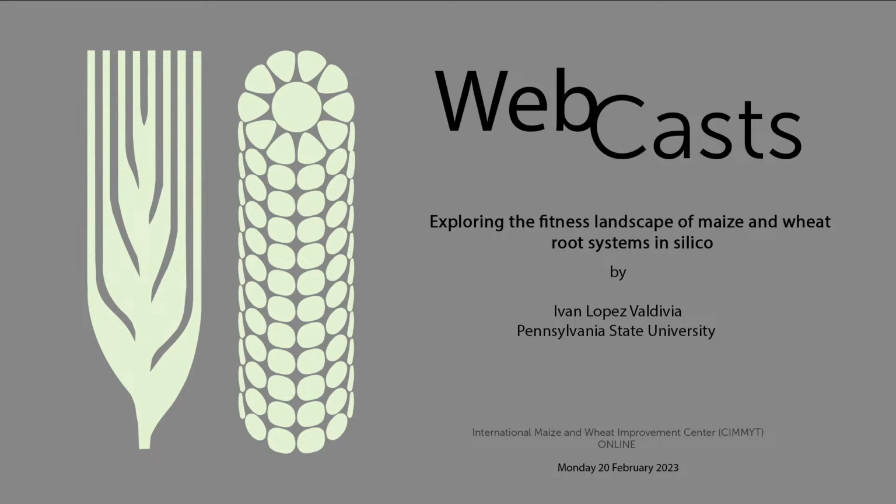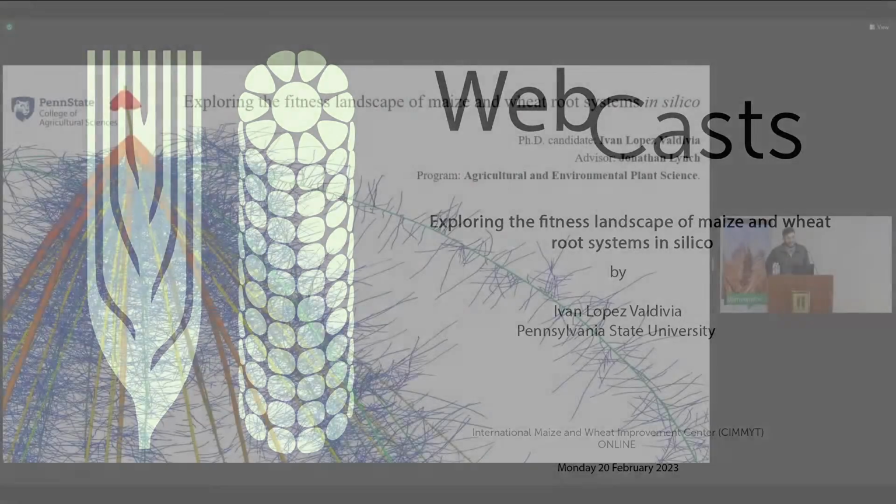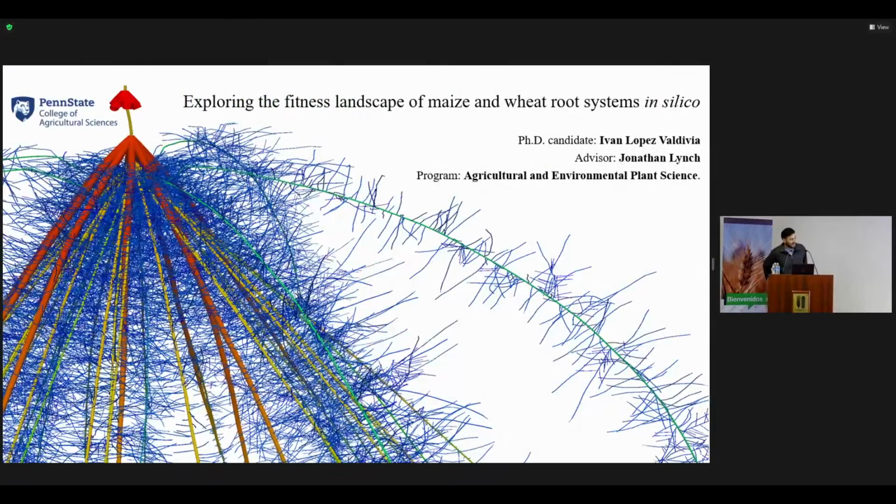I will introduce the speaker today. His name is Lopez Valdivia. He is a PhD student at Penn State University in the group of Jonathan Lynch. Maybe some of you have heard about his work on roots. And Ivan is in the last year of his PhD. He's here to do some field work in Obregon, but he also wanted to show us his work on roots in maize and wheat, and he's more specifically studying the phenotypic landscape of roots, mainly in maize with applications in wheat. So let's welcome Ivan, please.